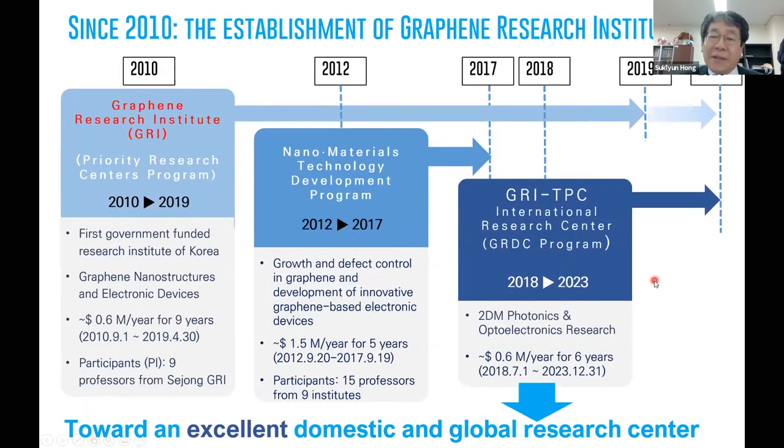This is a flowchart of my research activity based on the Graphene Research Institute. In 2010, we established the Graphene Research Institute for the purpose of researching graphene nanostructures and electronic devices. Then in 2012, we got another fund, another program, to study deeply the growth and defect control in graphene and the development of innovative devices. And 2 years ago, by focusing on two-dimensional photonics and optoelectronic device research, we got another program, the GRDC program. The purpose of this GRDC program is to promote collaboration between two institutes, Sejong University and UTD, the University of Texas at Dallas, and to make them excellent domestic and global research centers.